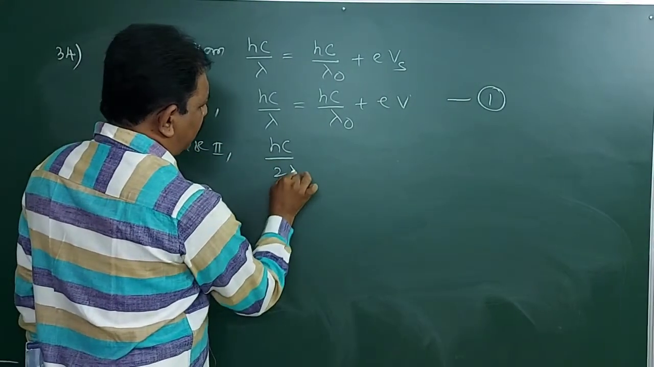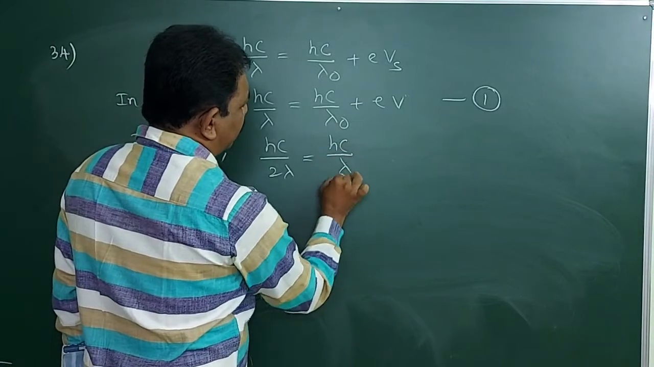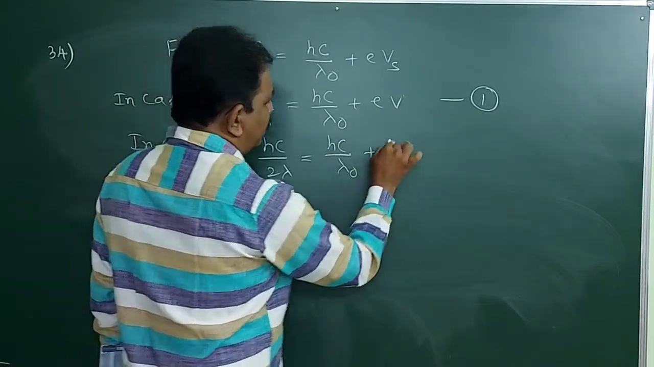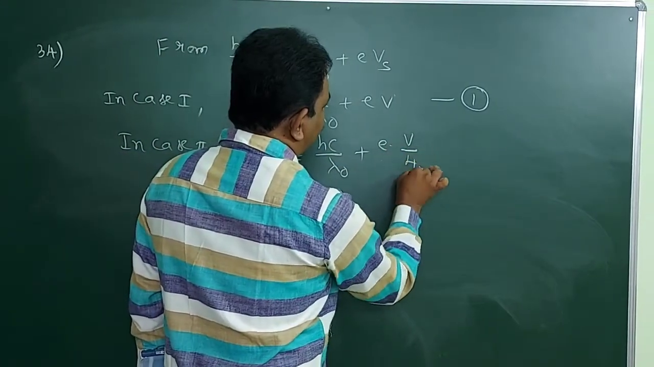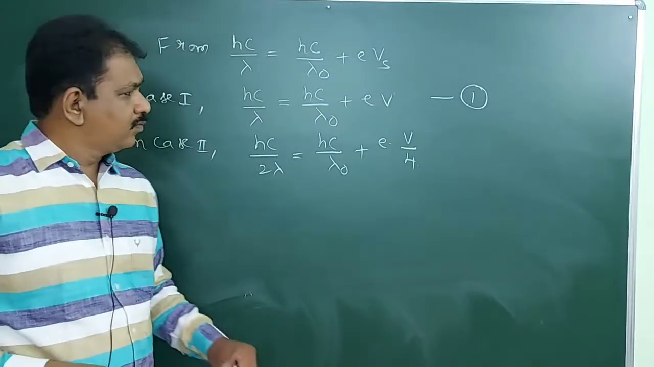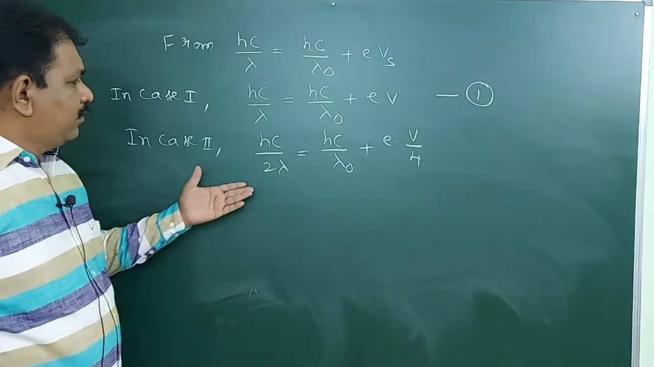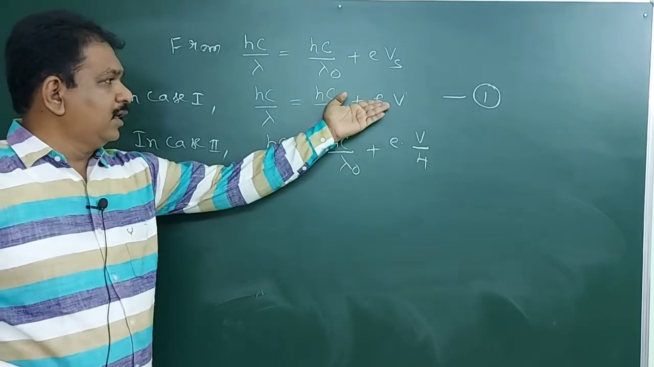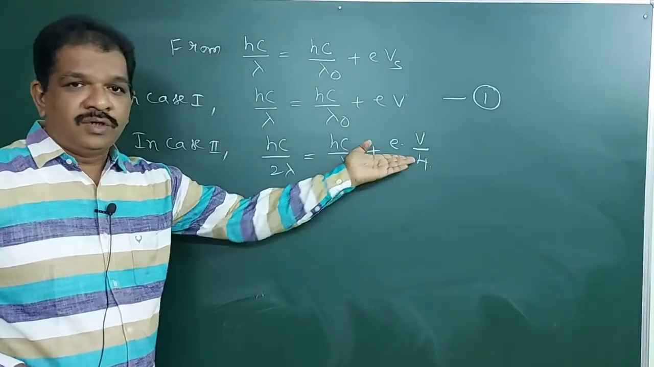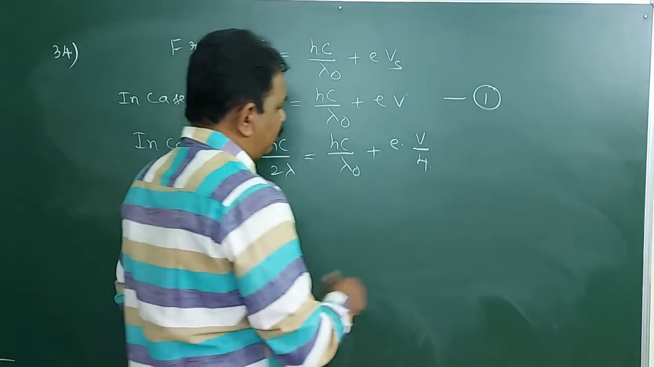hc by 2 lambda. This work function won't change. E into V by 4. We have to find lambda naught. Here you substitute the eV value, and you will get the answer.